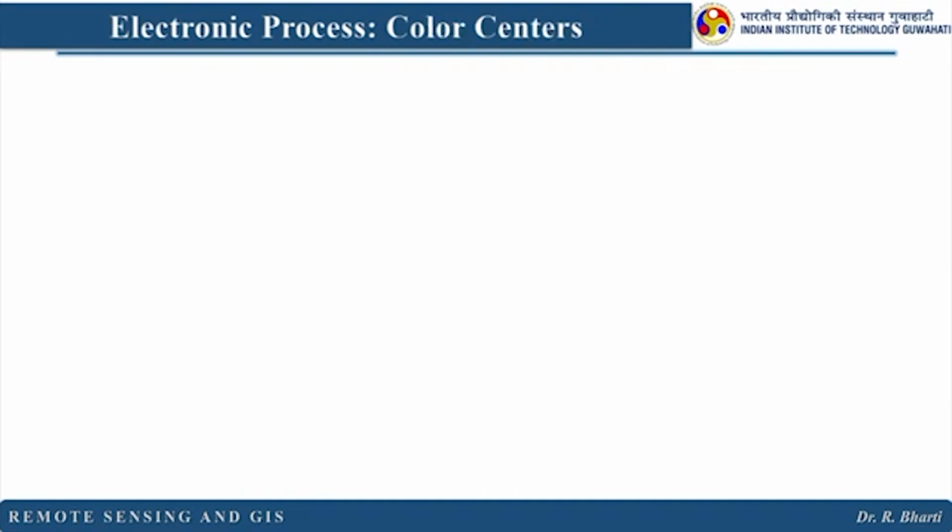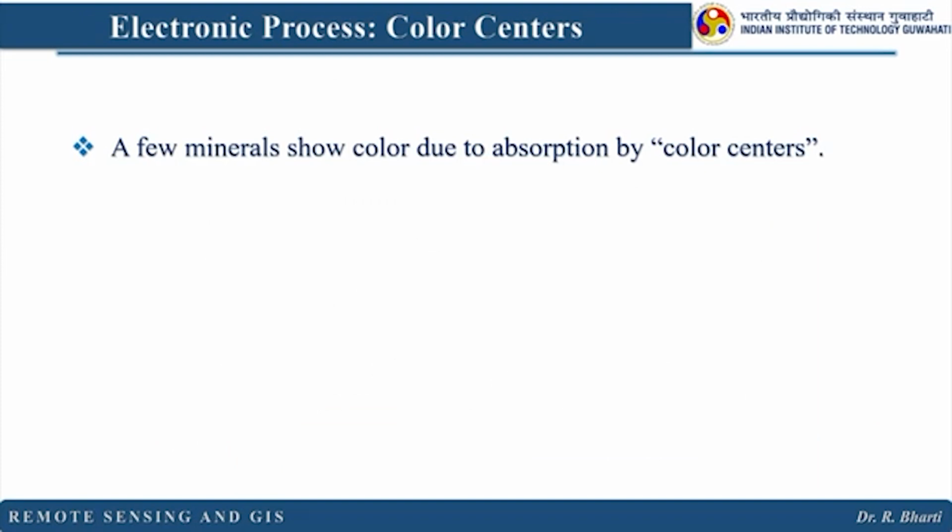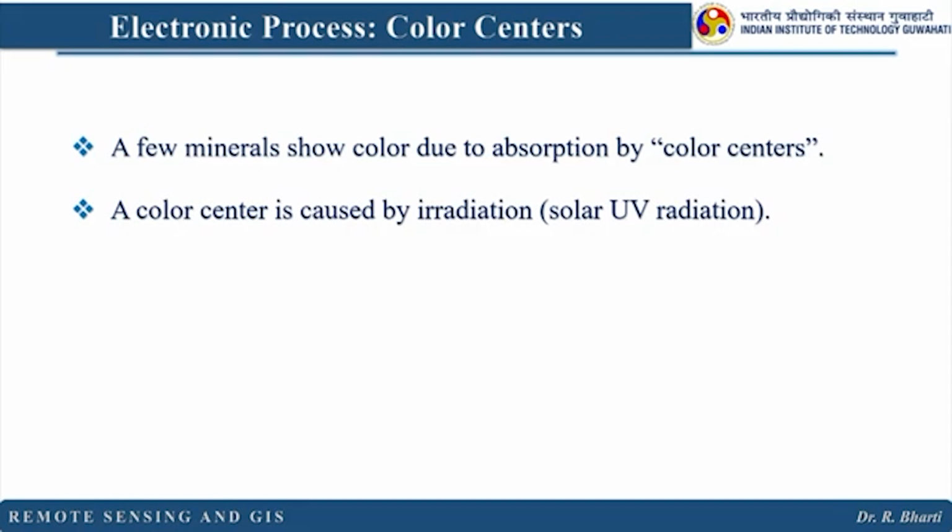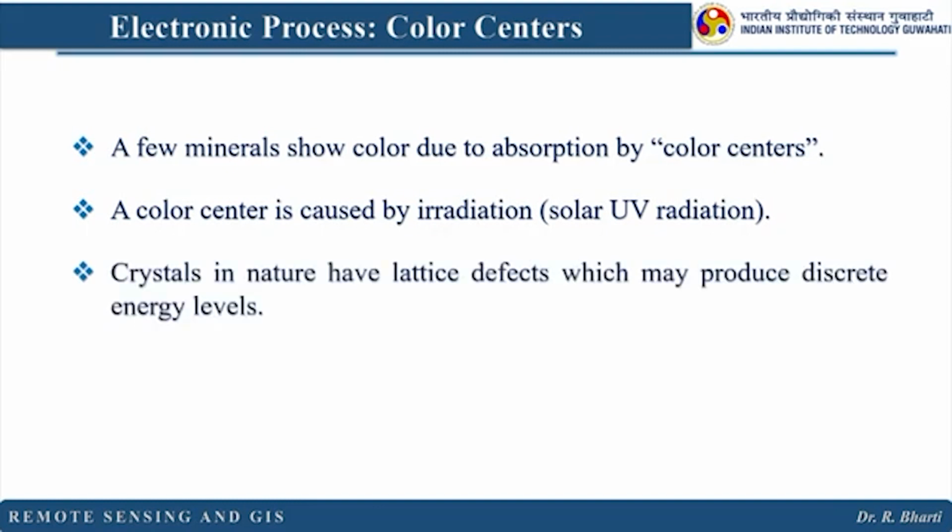The next one is color center. A few minerals show color due to absorption by color centers, right. A color center is caused by irradiation, caused by solar UV radiation, right. I hope you know that in nature there are minerals which are available in some defective form, right. So, if you have defects in the lattice of those minerals or crystals, that can result in producing different energy levels, right. This is a discrete energy level and that can be caused by this color center.